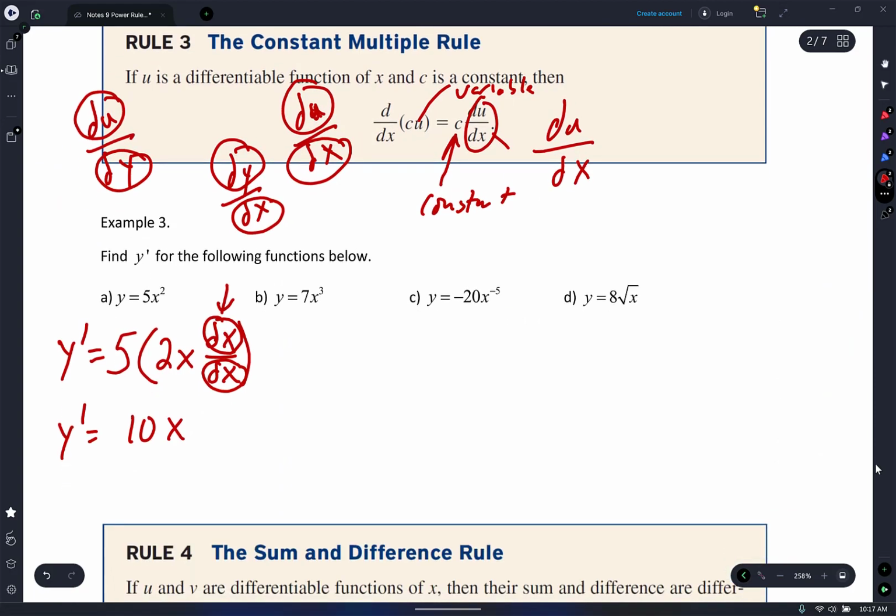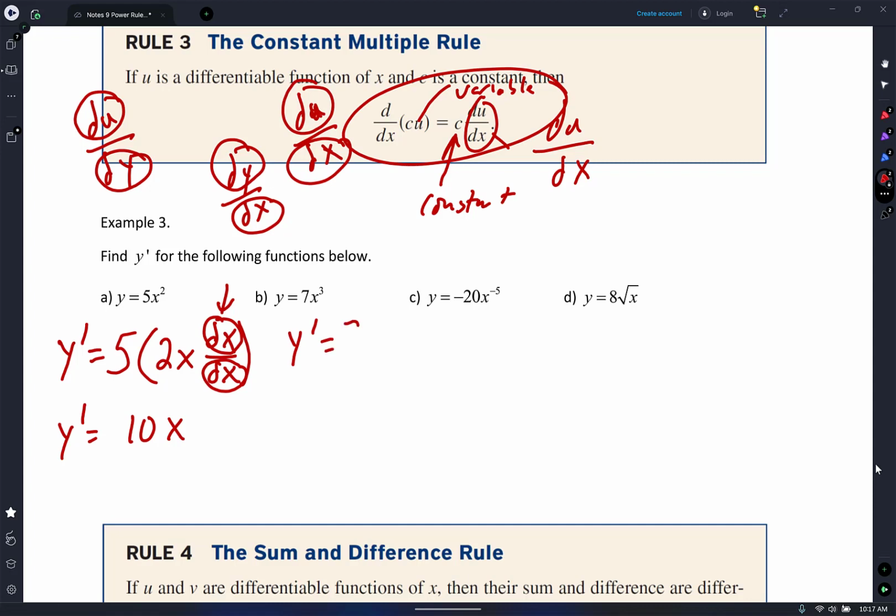All right, here we go. I'm just using this rule up here. Sorry that it got all cluttered all of a sudden. So here we go. y prime equals, according to the rule, I can go 7, parentheses, what's the derivative of x cubed? 3x to the what power? Squared. Close it. What is 7 times 3? So y prime is 21x squared.